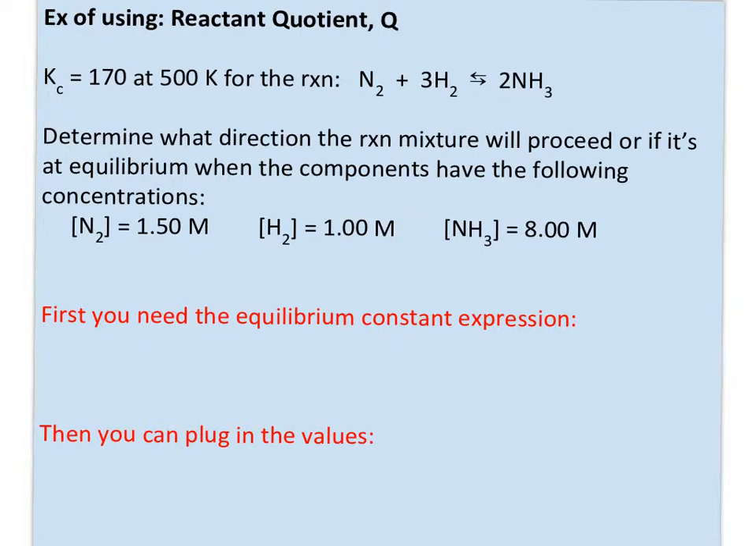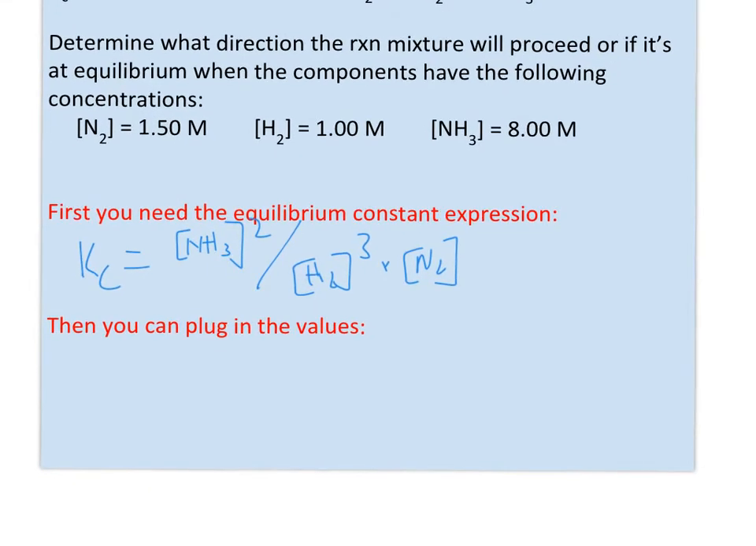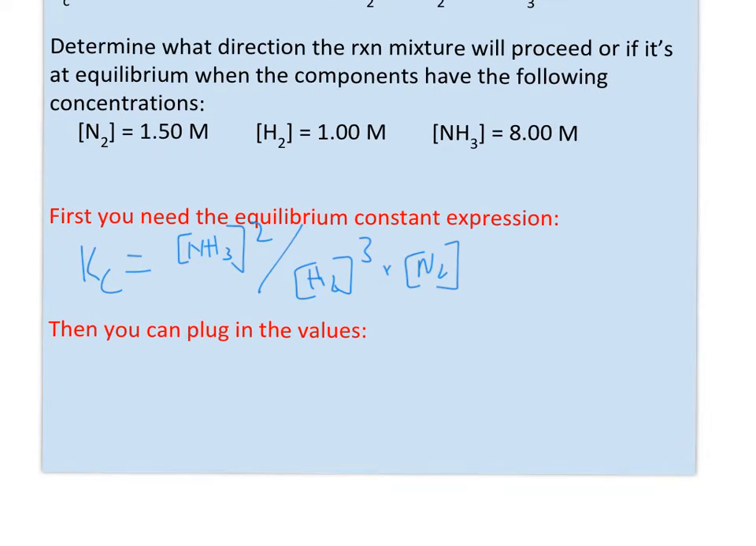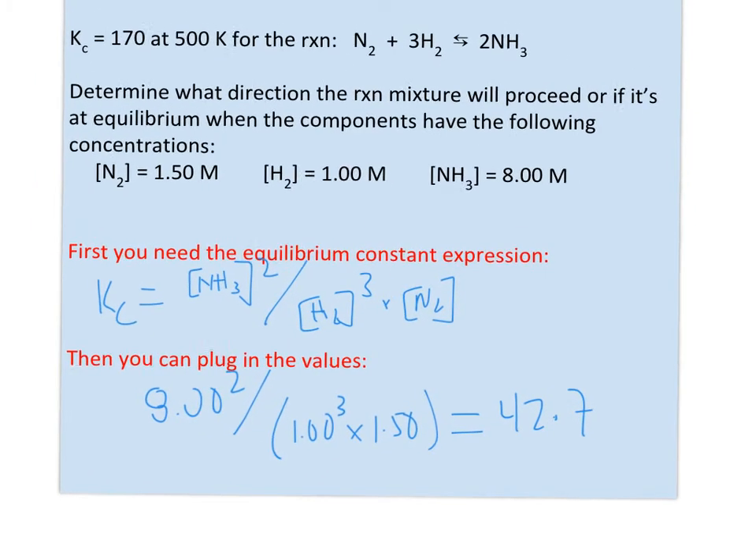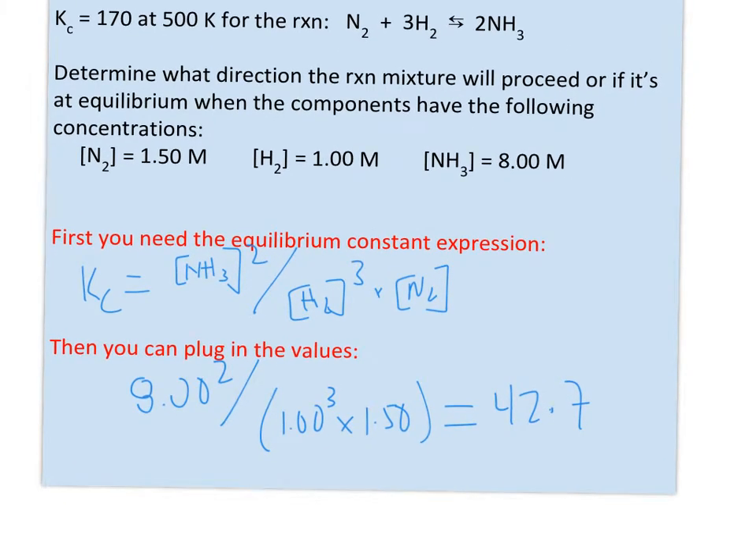And so then I can go ahead and plug my values in. So if I scroll this up a little bit, that means I can take 8.00 squared and divide by H2 1.00 to the third times 1.50. And I end up with the value of 42.7. So what does that tell me? Well, it tells me that 42.7 is less than the 170 it should be. So I need more product to bring that value up to 170. So my reaction is still moving to the right.